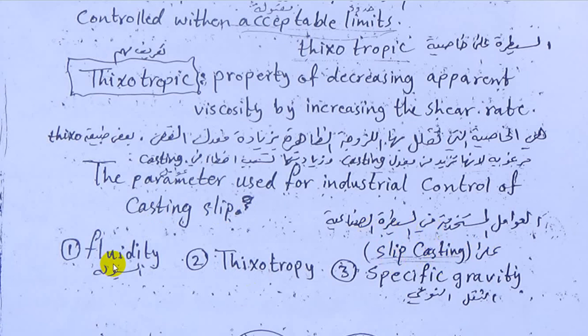First, fluidity. This is the first factor to control the slip casting industrially. Second, thixotropy. Third, specific gravity.